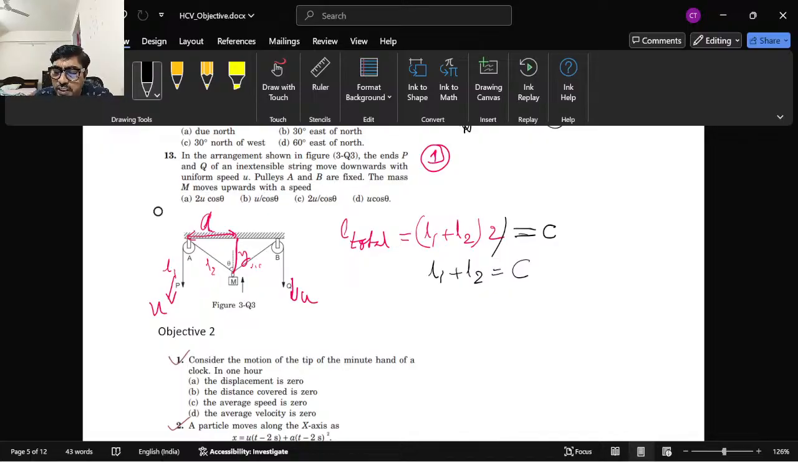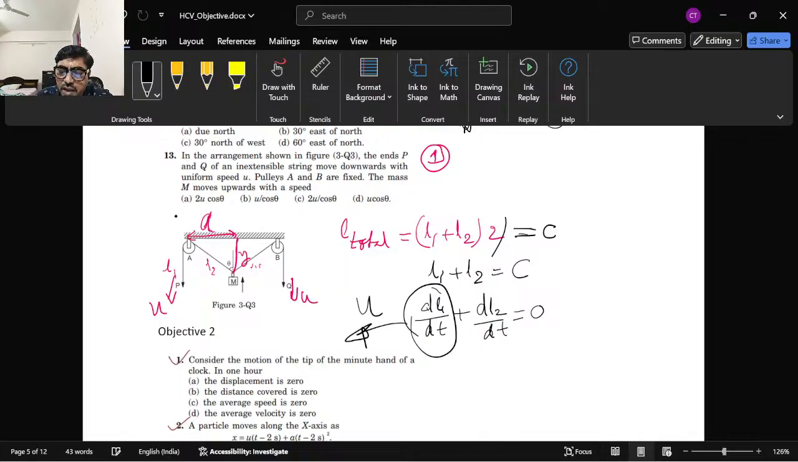Now you differentiate it. dL1 by dt plus dL2 by dt equals 0. Very good. Now dL1 by dt is simply u. We have it. L1 is increasing because this guy is pulling like this with velocity u. L1 increases because of u. dL1 by dt is u. That's done.